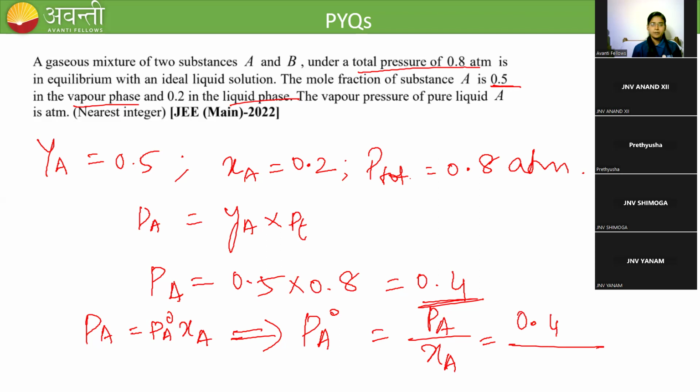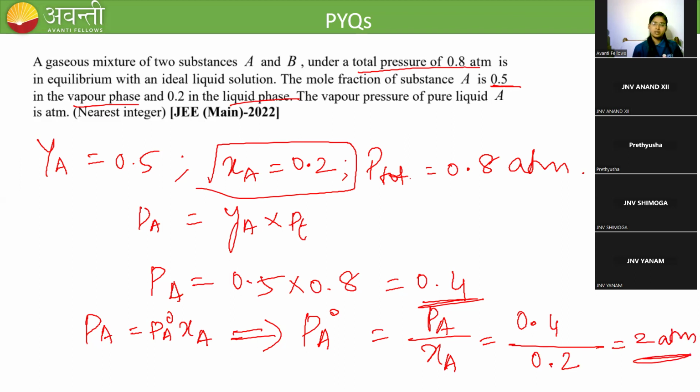And what is XA? The mole fraction of A. It is 0.2, it is given in the question. So the answer is coming out to be 2 atmospheric pressure. So what is this 2 atmospheric pressure? It is the value of the vapor pressure of the pure substance A. Clear? So the answer is option 2. The vapor pressure of the pure liquid A is 2 atmospheric pressure.